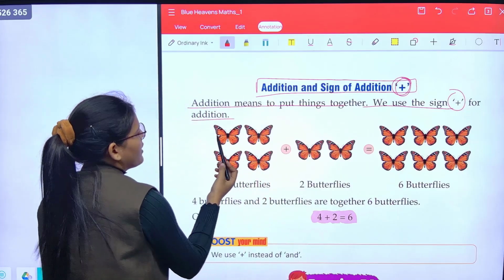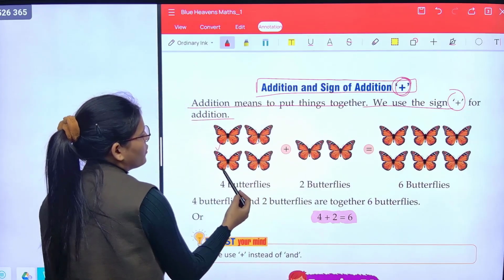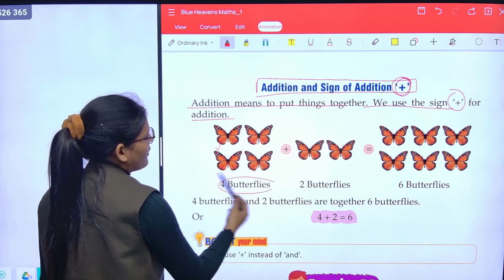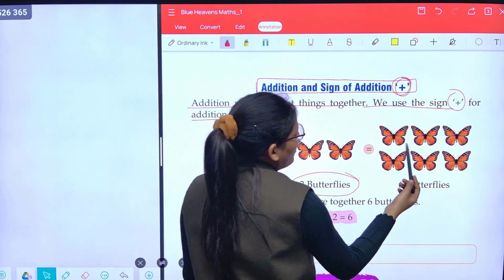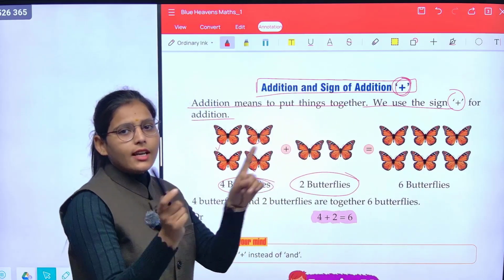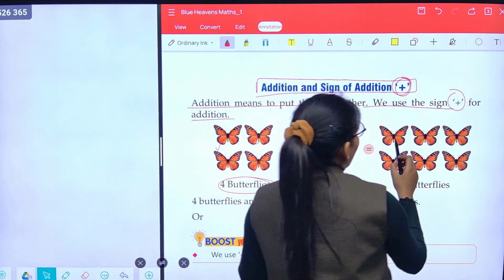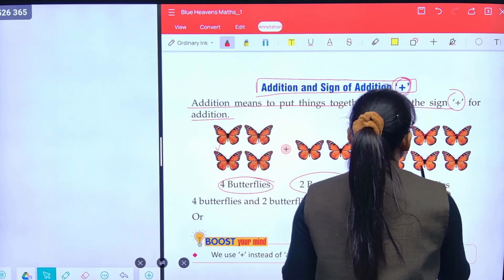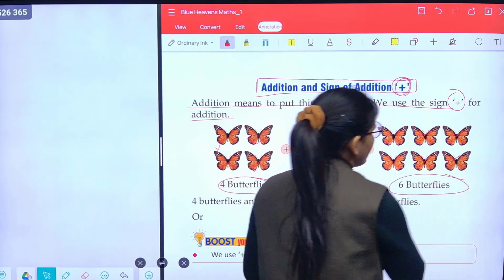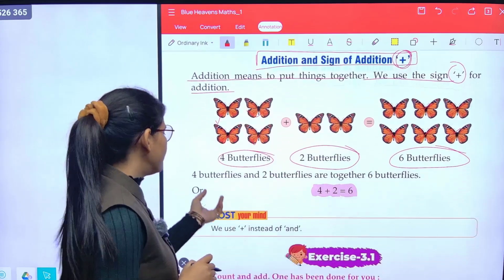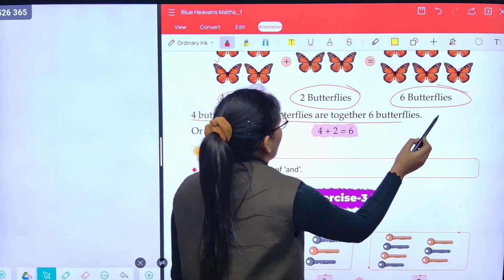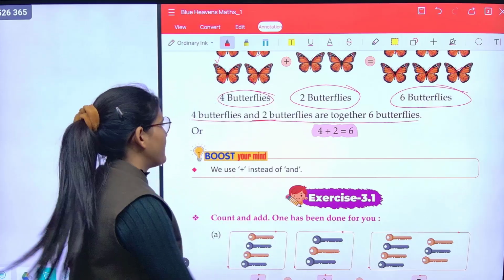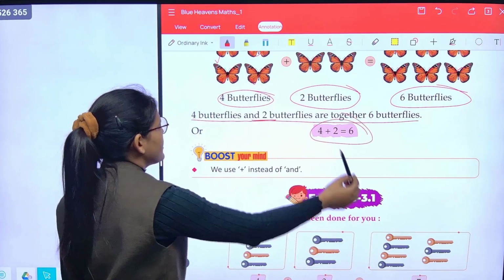Now, how many butterflies are there? 1, 2, 3, 4. 4 butterflies. And here is 1, 2, 2 butterflies. Now, how many are they all? अब ये दोनों एक साथ कैसे हो गए? कितने हो गए? 1, 2, 3, 4, 5, 6. So, there are 6 butterflies. Understand? Now, 4 butterflies and 2 butterflies are together. 6 butterflies. 4 plus 2 is equal to 6.